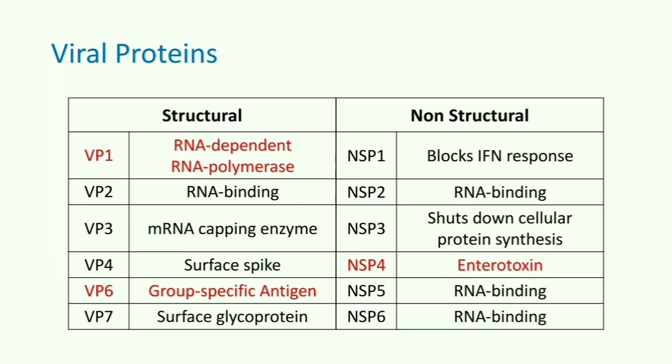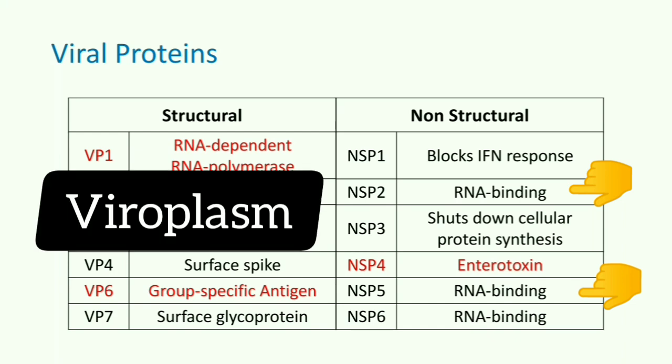Rotavirus also has some non-structural proteins, namely NSP1, 2, 3, 4, 5 and 6. NSP4 is an enterotoxin that induces diarrhea, and it is the main culprit in the pathogenesis of rotavirus. NSP1 blocks interferon response, NSP3 shuts down protein synthesis of the host cell, and lastly NSP2 and NSP5 together make viroplasm, and NSP6 helps them.